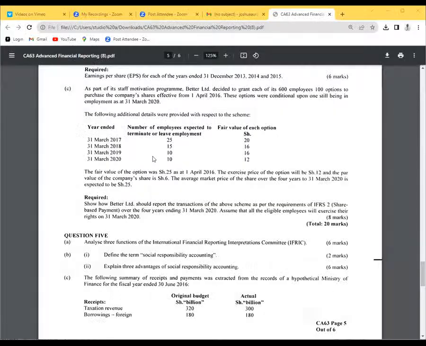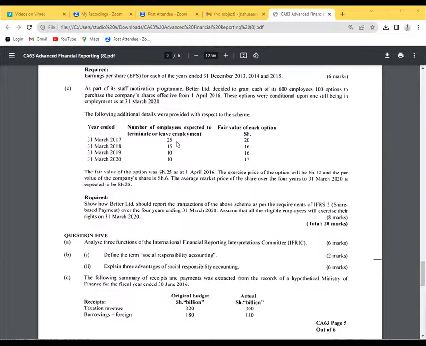So then we are told here the number of employees expected to terminate or leave employment. This was a very easy narration. There aren't any percentages. So for the first year, ladies and gentlemen, we expect how many? This is quite straightforward. The first year they expected to leave are 25. So simply take 600 minus 25 for the first year. They simply have given you the actuals. Yours is to deduct and deduct and deduct to the end.